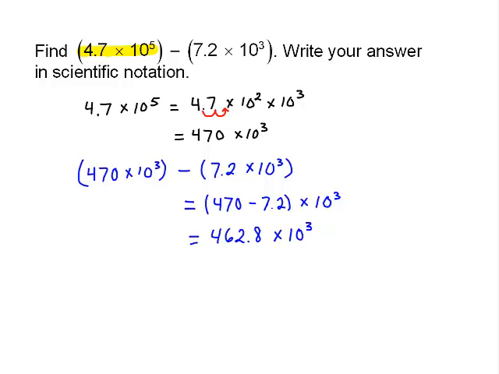This number is not in scientific notation because the factor is greater than 10. So we need to write 462 and 8/10 in scientific notation. We need to move the decimal point 2 places to the left. So we have 4 and 628 thousandths times 10 to the 2nd. This is still multiplied by 10 to the 3rd.